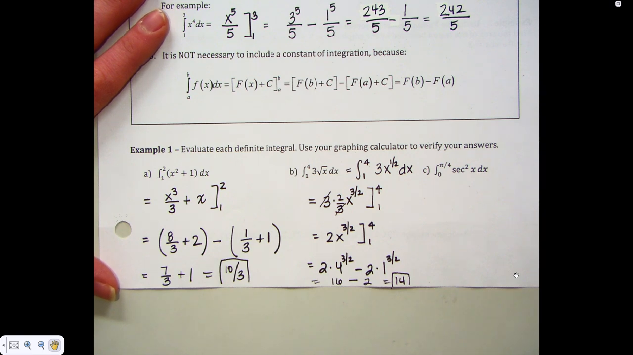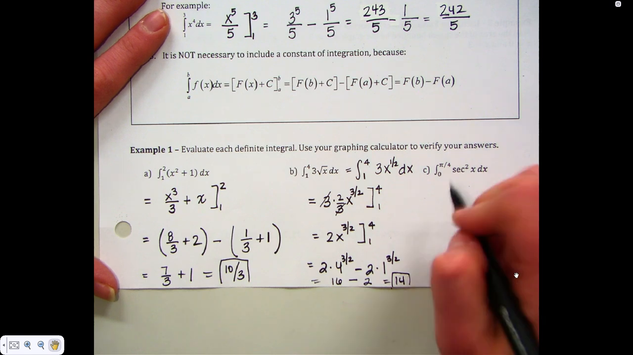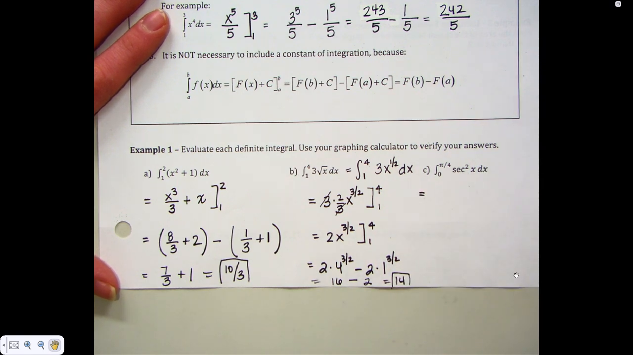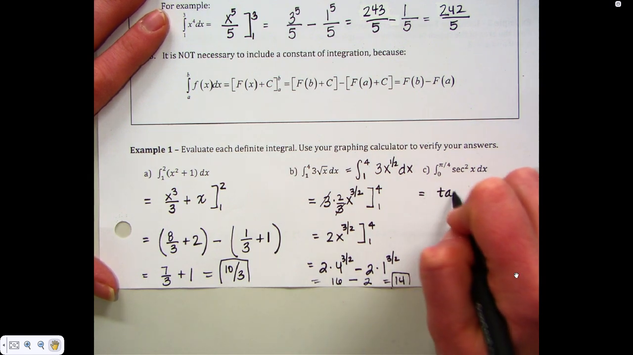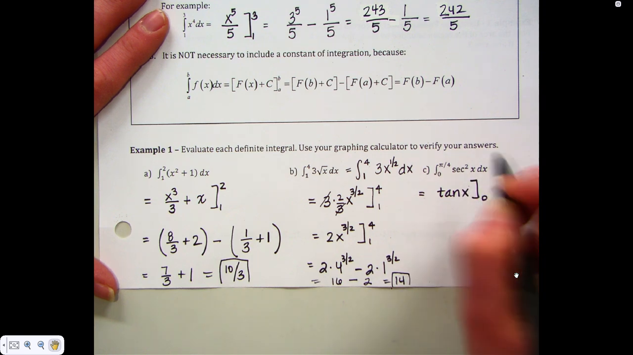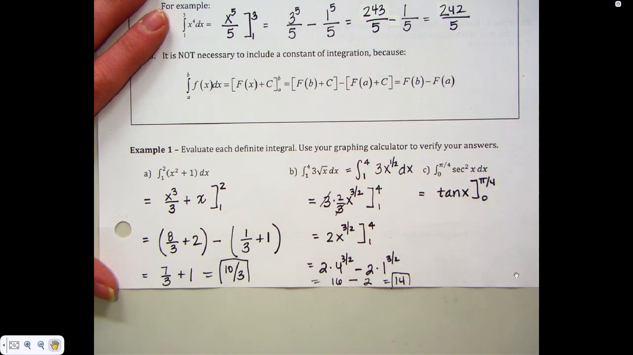Let's see, secant squared. Hopefully this is one that you have memorized, right? What function gives you secant squared as its derivative? That would be the tangent of x. And because I have a definite integral, I leave them hanging around on that bracket.